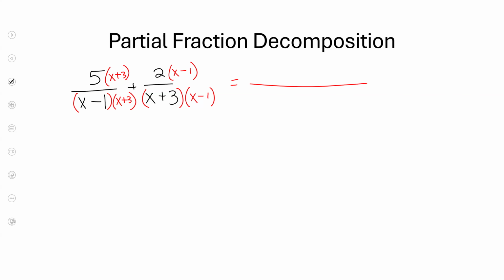So now my denominators are the same. Both fractions have a denominator of x minus 1 times x plus 3. Now we can combine the numerators. We're going to have 5x plus 15 plus 2x minus 2.